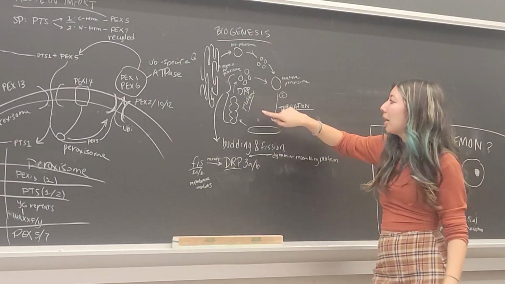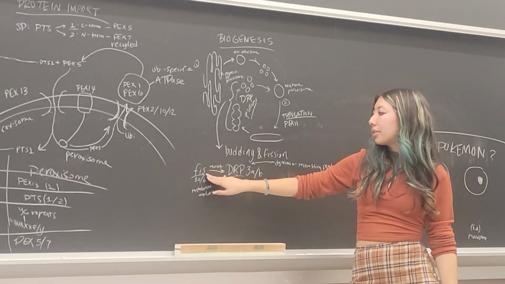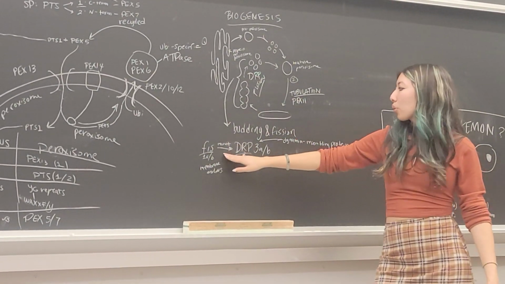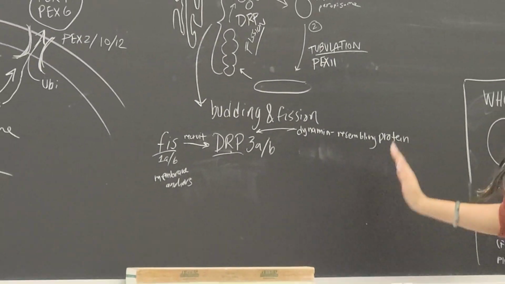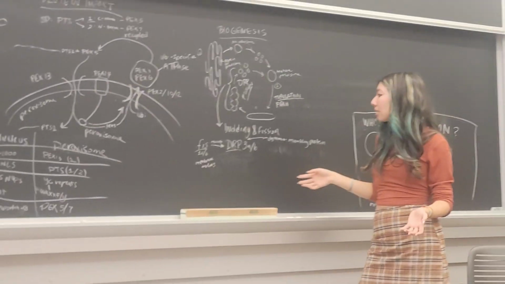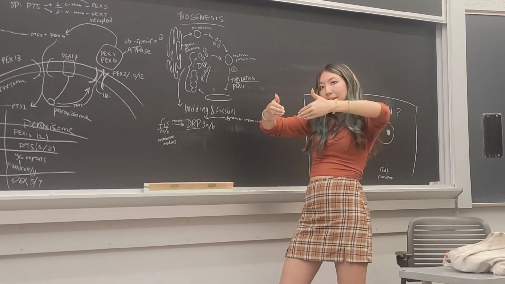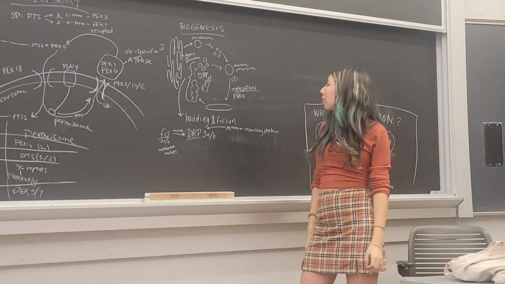Then you want to have your individual peroxisomes. Budding and fission will happen through Fis1 and Mff, which are membrane anchors. They will recruit dynamin-related proteins. We didn't really talk about this, but dynamin is something that helps budding in clathrin vesicles. That's something from the first part of this class. So dynamin-related proteins will help the budding of our peroxisomes, and then we have more peroxisomes.